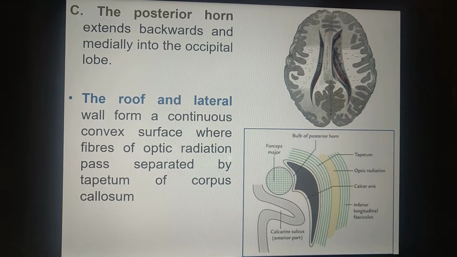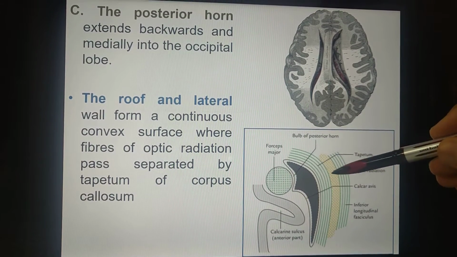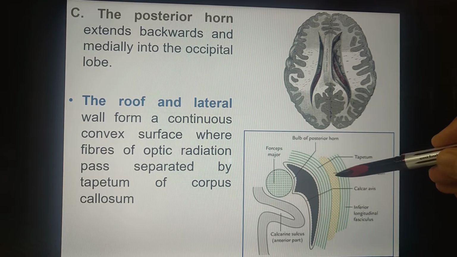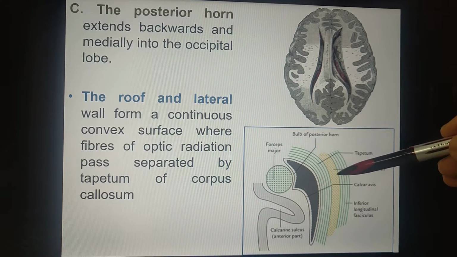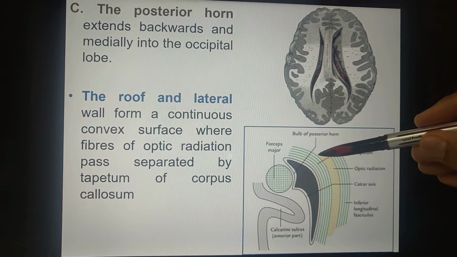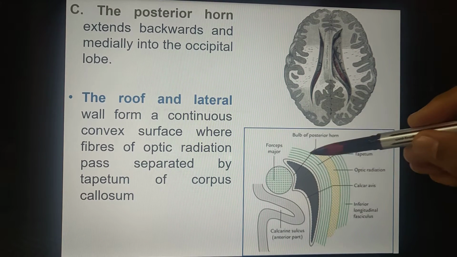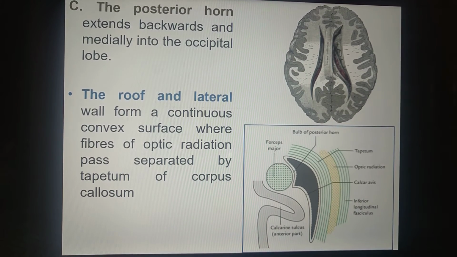Posterior horn extends backwards and medially into the occipital lobe. The roof and lateral wall are continuous and convex, formed by the optic radiation. Here you can see this yellow color, it is the optic radiation, which is separated from the lateral ventricle by the fibers of the tapetum of the corpus callosum.